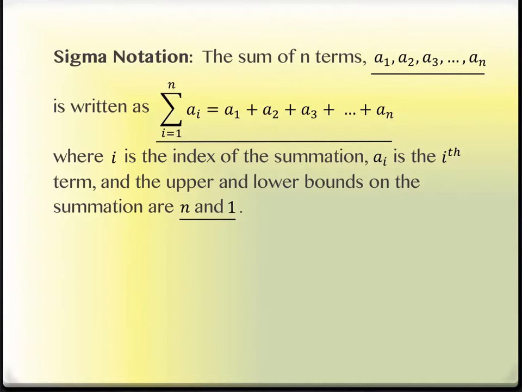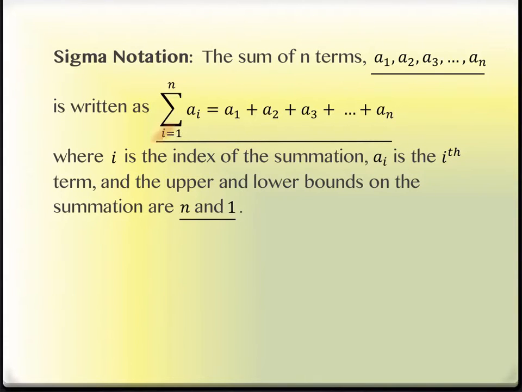So sigma notation is a notation that talks about adding things up, summations. So the sum of n terms, a1, a2, a3, all the way up to an, is written as, so that giant sigma at the beginning is summation. It tells you what value you start at.